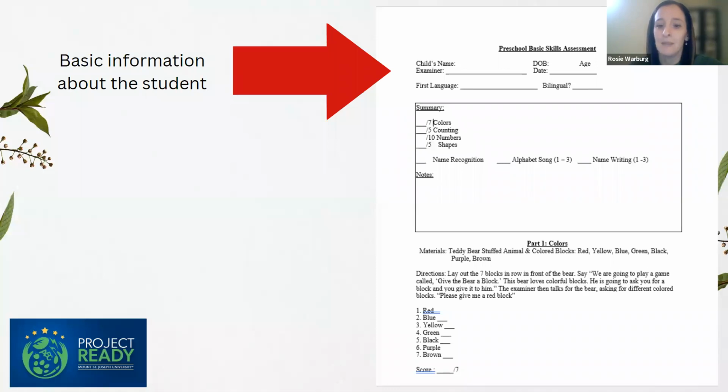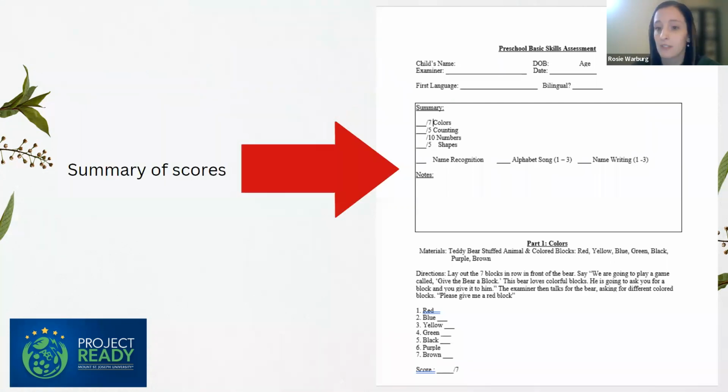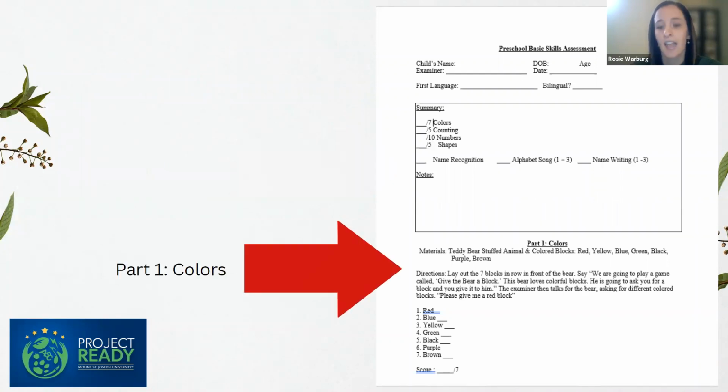And the CBA recording sheet looks like this. At the top, you put some basic information about the student, their name, the examiner's name, their date of birth, if English is their first language or not. And then we have a summary of scores here where you can kind of write down scores and see those at a glance. And then we go into our different sections of the CBA. And part one is colors, where we're learning about students' knowledge of colors.